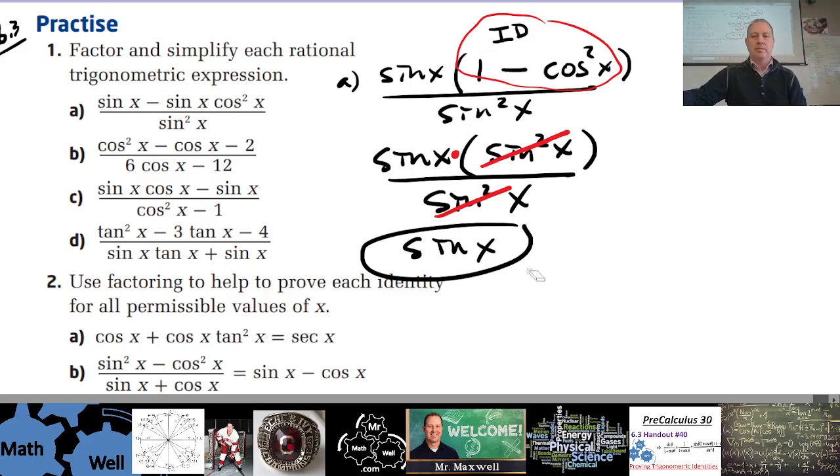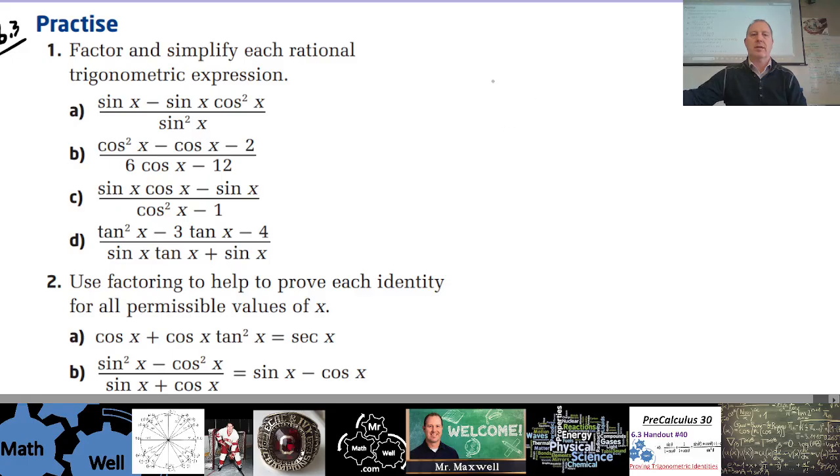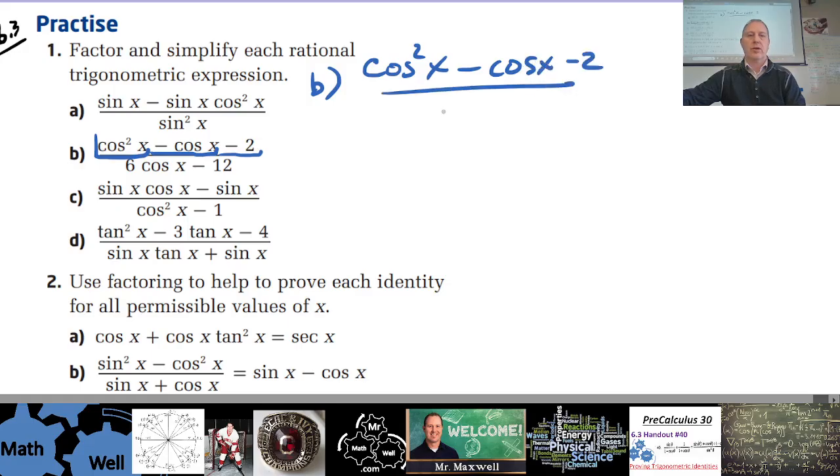Okay, let's do B together. Question B. So I'm going to erase that now. If you're slow on copying that, I'm sorry, but be faster. Okay, so there are 3 terms here, aren't there? 1, 2, 3. So that looks like it could be a quadratic form. All right, I'm just going to rewrite it here so I can kind of mess with it. Over 6 cos x minus 12.